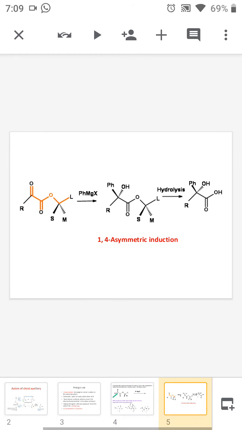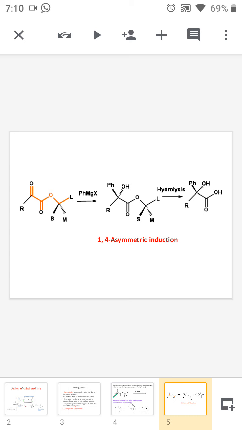Now, here we are inducing an extra chiral center, and we have to assign the one which is previously there. We already have one chiral center in the starting material. We have to assign that chiral center as 1. Now we have generated an additional chiral center. The position of this additional chiral center is 4. So this type of induction is known as 1,4 asymmetric induction, since the chiral center which is already present in the starting material is assigned as 1 and the newly generated chiral center is in the 4th position.